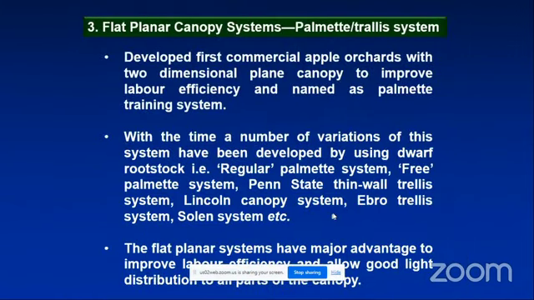Then palmette and trellis system. This is a very good system being adopted at the research level and in the farmer field also. It developed the first commercial apple orchard with a 2-dimensional plant canopy to improve labor efficiency and was named the palmette system. With time, a number of variations of this system have been developed by using dwarf rootstocks, that is regular palmette system, free palmette system, Penn State thin wall trellis, and Lincoln canopy system, elbow trellis, and then Tolleson system.